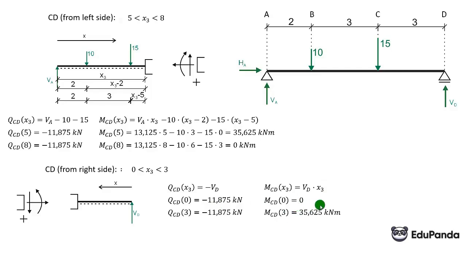And now this 0 and this 3, that's looking from the right side, and this 5 and this 8, that's looking from the left side. So the moment value for the coordinate 5 is at this point, and it equals 35.625. And the moment value for the coordinate 3 looking from the right side is also this point. And this value, writing equations from both sides, must be the same because it's simply the same thing, just calculated from the other side. So here you can also see if we did not make a mistake.